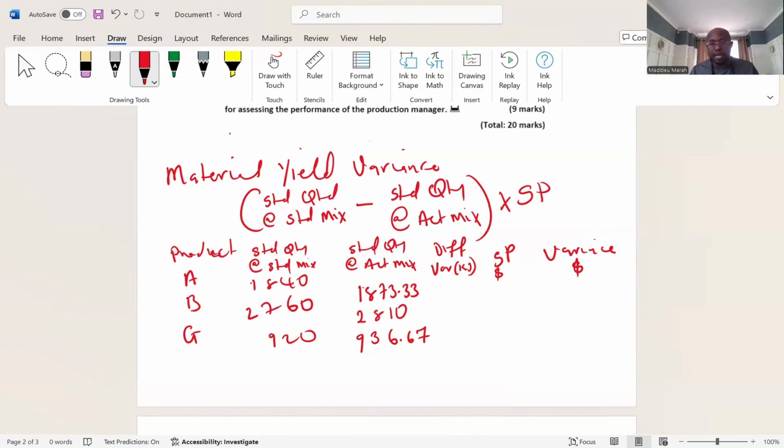Let's get our difference. Our difference is our variance in kg. 1840 minus 1873.33 will give me 33.33. My standard price here is 2. My standard price here is 5. And my standard price here is 1. Remember.